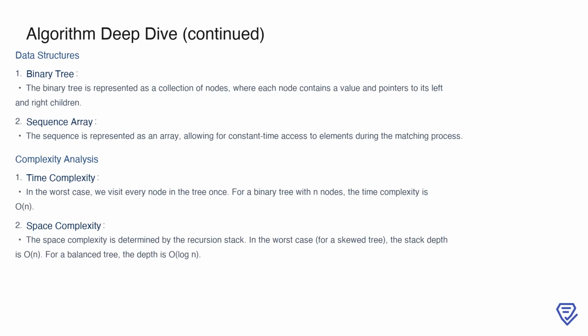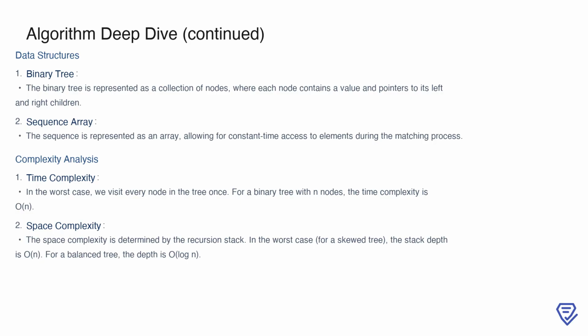The algorithm relies on two primary data structures. First, the binary tree, which consists of nodes, each containing a value and pointers to their left and right children. This structure allows for efficient navigation through parent-to-child relationships. Second, the sequence is represented as an array, enabling constant time access to its elements during the matching process.